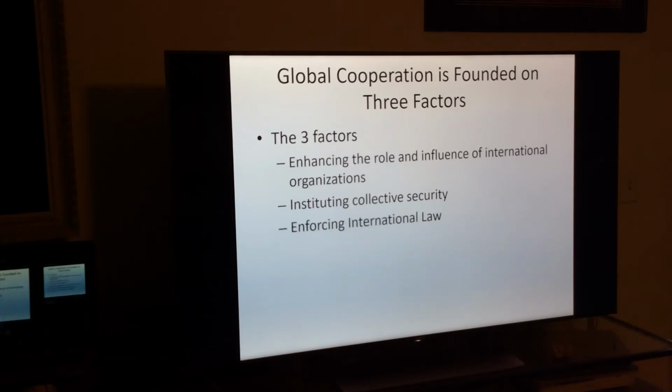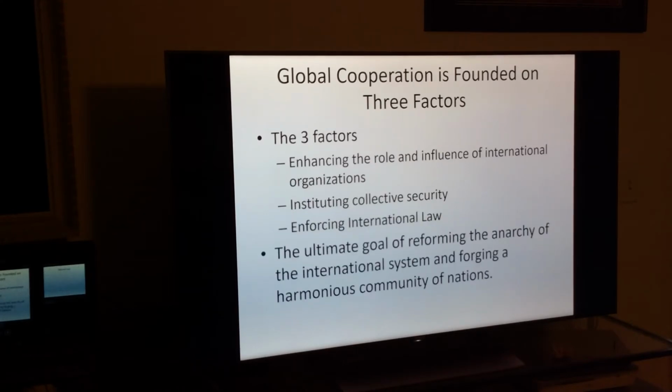And then enforcing international law. The ultimate goal is reforming the anarchy of the international system and forging a harmonious community of nations. So you need to institute a world system, a world power system, to be able to stop wars from happening.